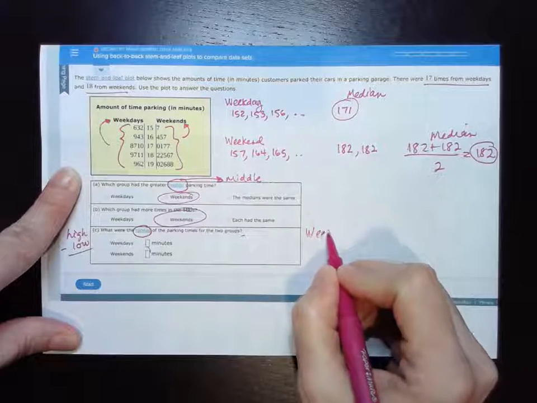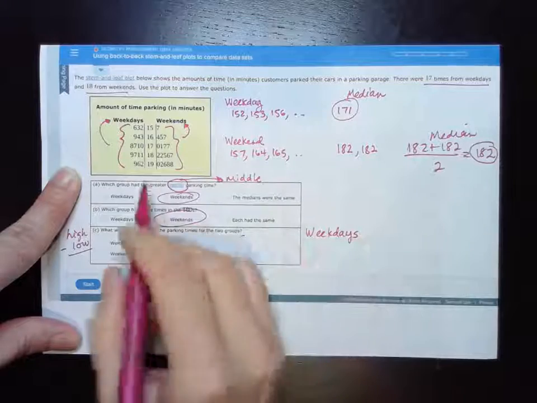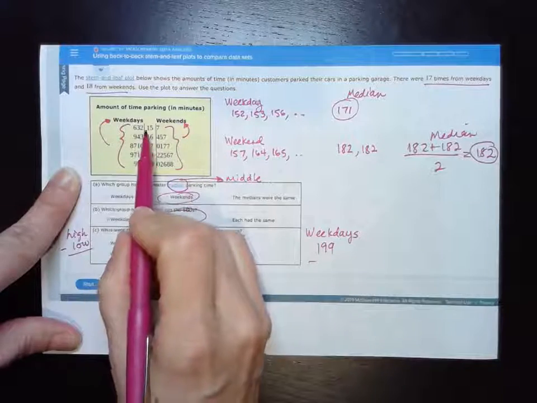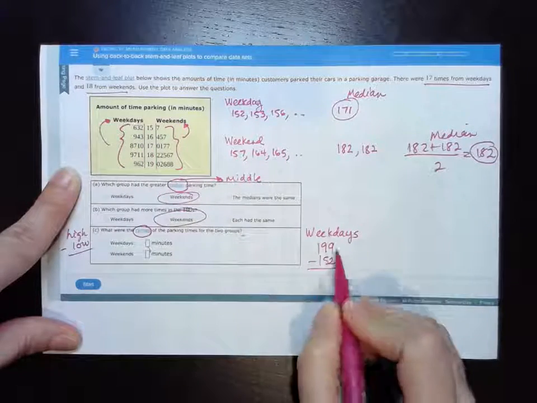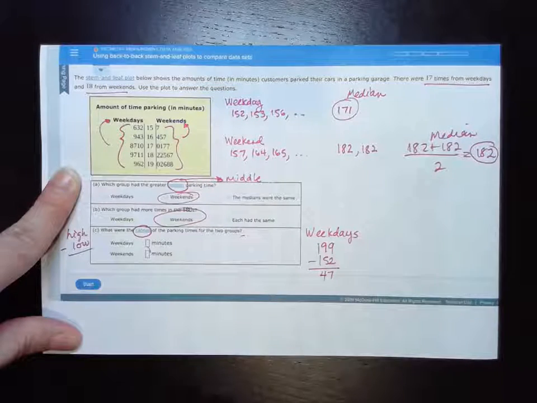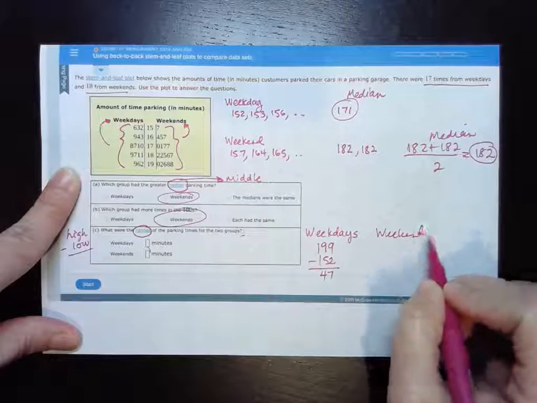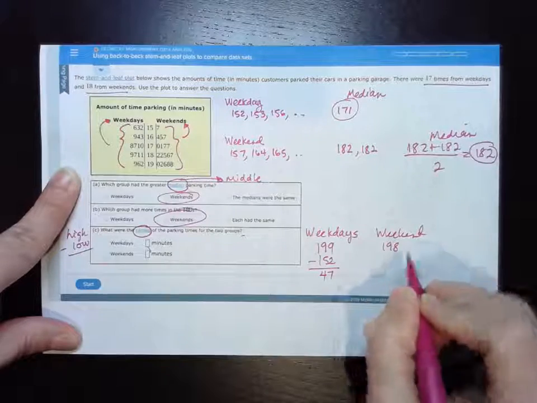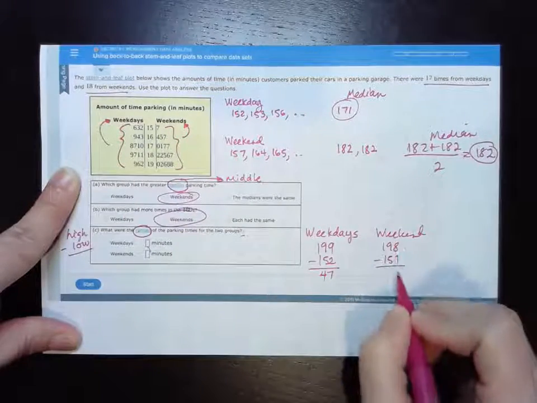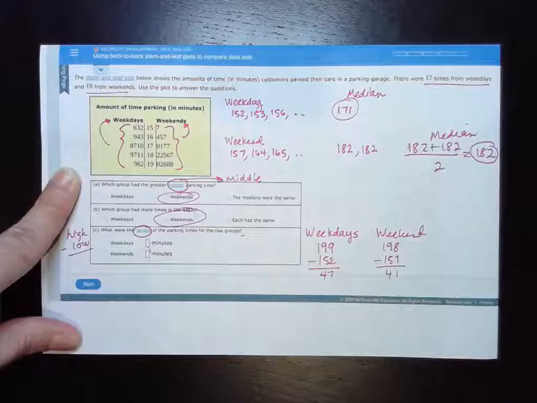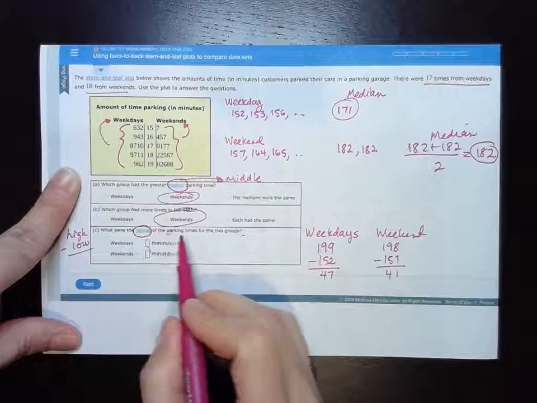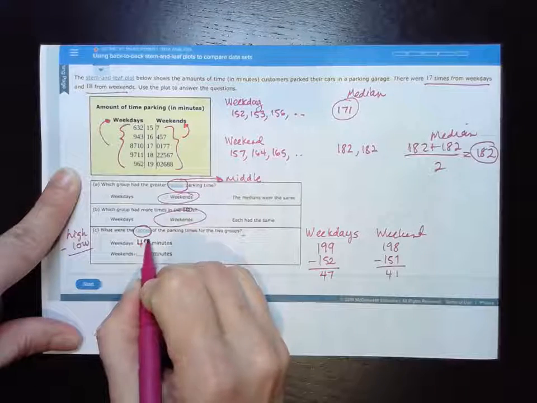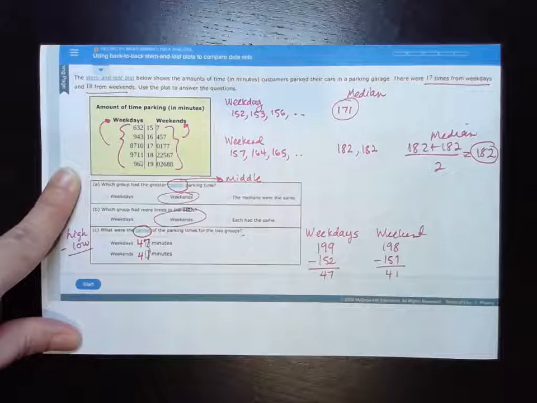So for our weekday, our highest number, again, like we talked about, is 199, minus our lowest number, 152. So the range here is 47. And for our weekend, we have our highest is 198 and our lowest is 157, and so when we subtract those we get 41. So it asks what are the ranges for the 2 groups. So for weekdays it would be 47 minutes, and for weekends it would be 41.